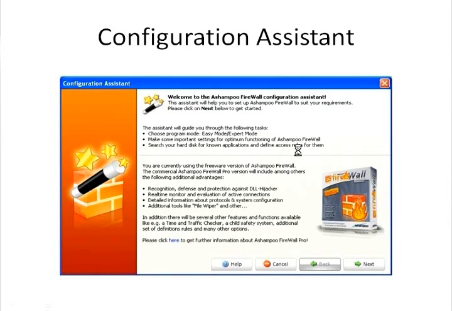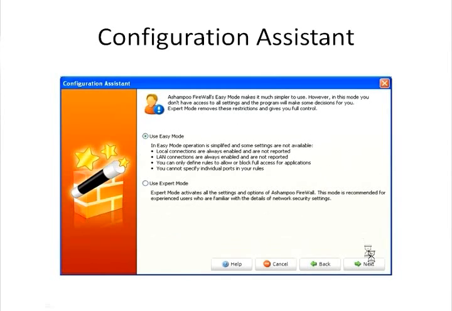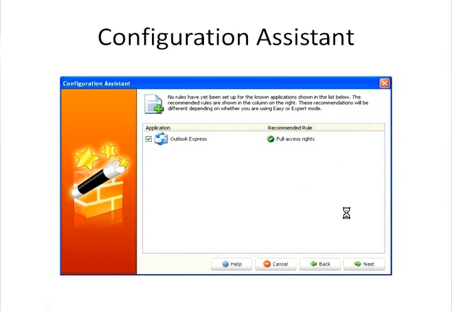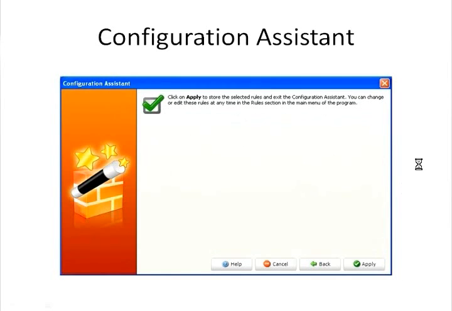The configuration consultant will just help us set up how we want the firewall to work. Click next. Just use easy mode is one way to do it. Click next. It'll just ask you about applications and whether or not you should allow them. Outlook Express is something that accesses the internet, so click yes, we want that one to have full access rights. Click next. So we'll just apply.